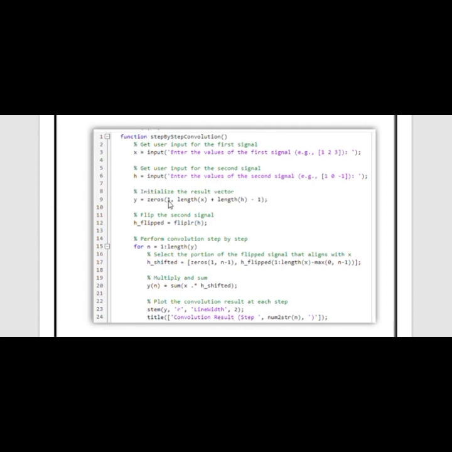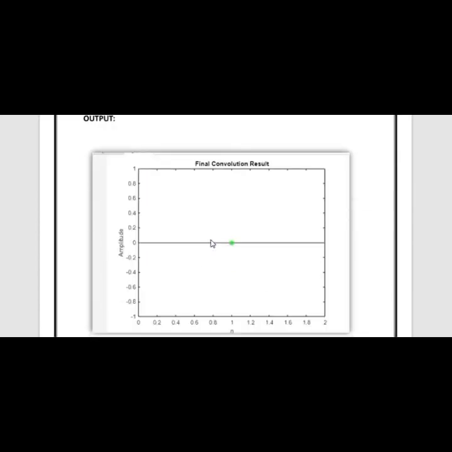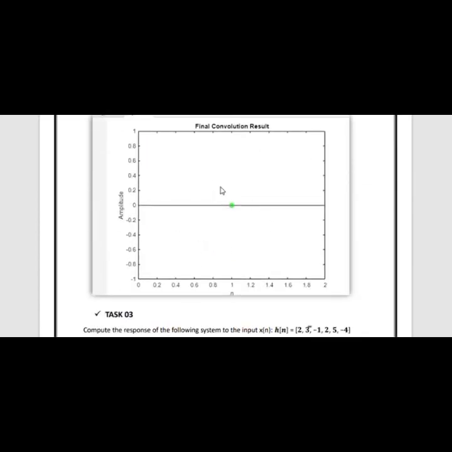In task 2, make your own customized function that takes two signals from the user and uses the flip and slide method to show the convolution sum step by step. Create a function named step by step convolution, get the user input for the first signal, get the user input for the second signal, h is equal to input, enter the values of the second signal. Initialize the result vector, y is equal to zeros of 1 by length x plus length h minus 1, flip the second signal, h flip is equal to flip h, and perform the convolution step by step.